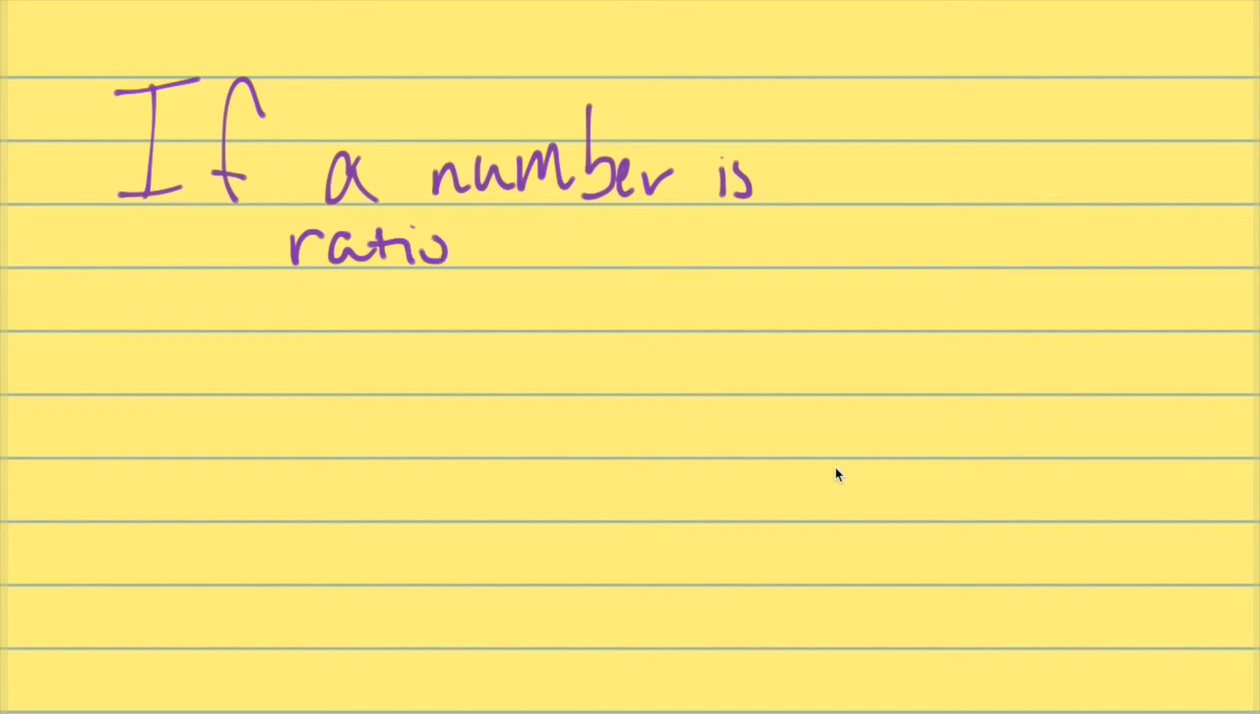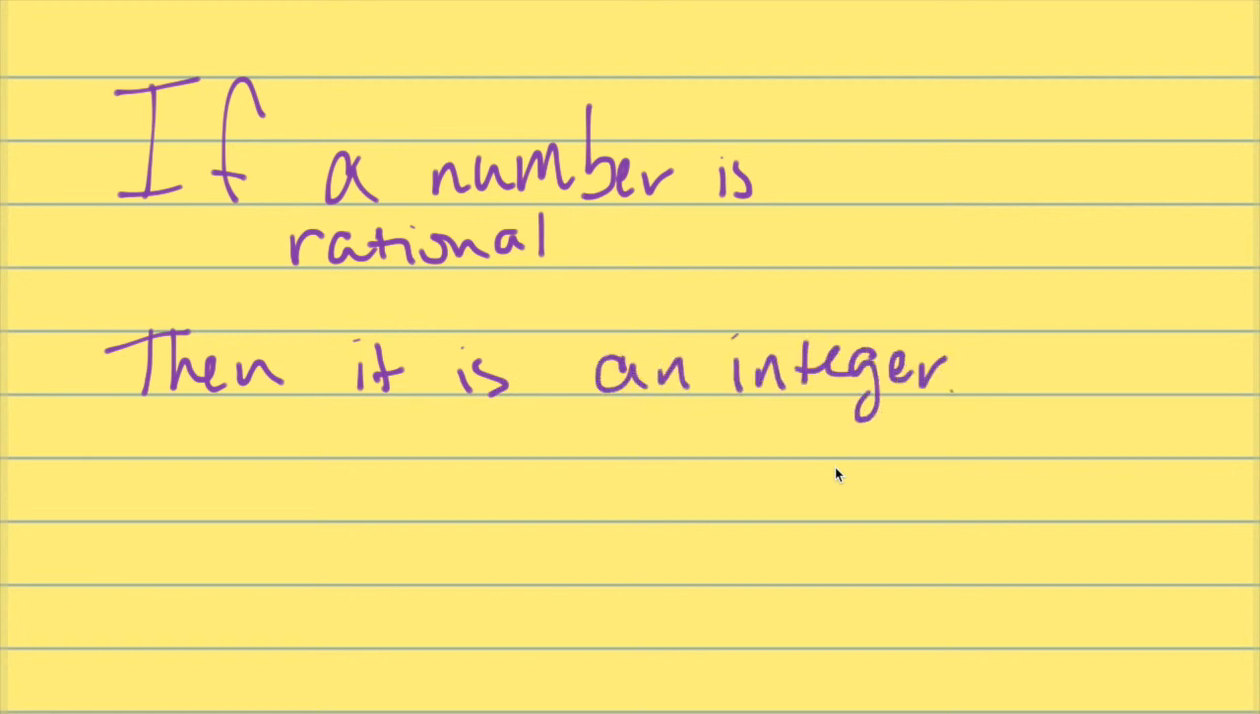For example, if a number is rational, then it is an integer. So, if we want to prove this false, we need to find a number that is rational but is not an integer. So let's think of some rational numbers. 3 is a rational number. That's also an integer.